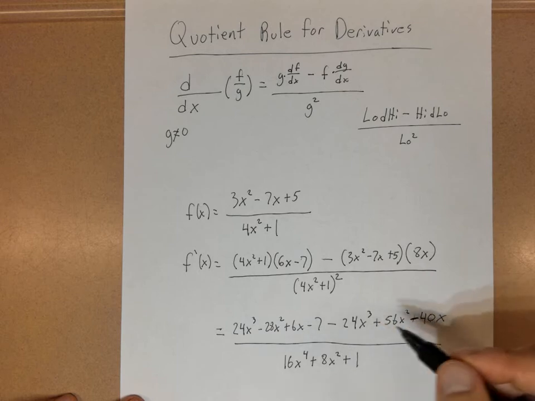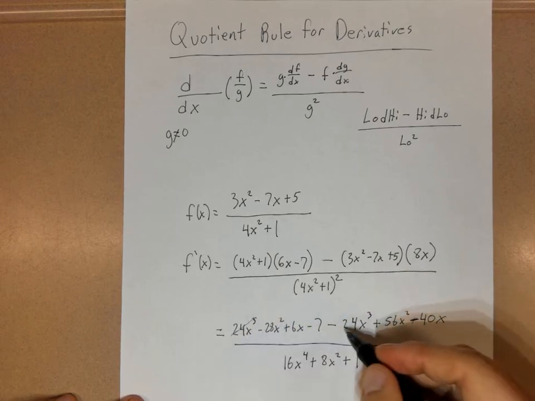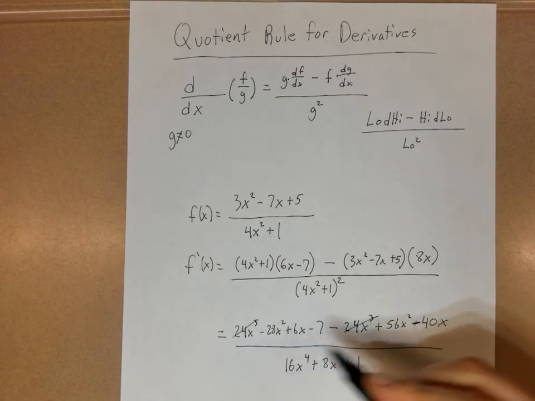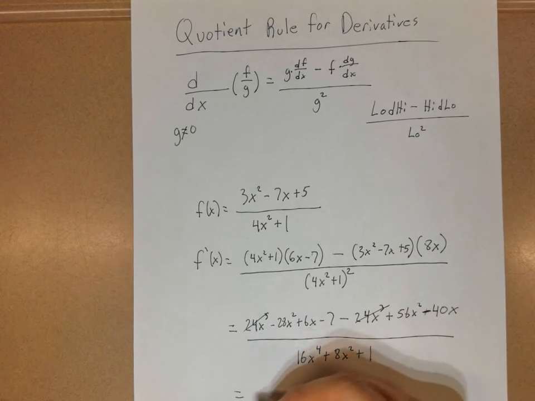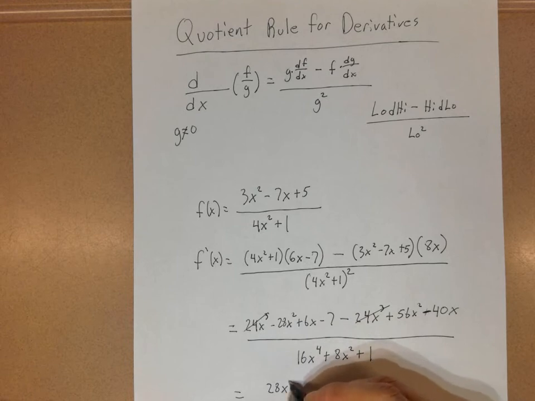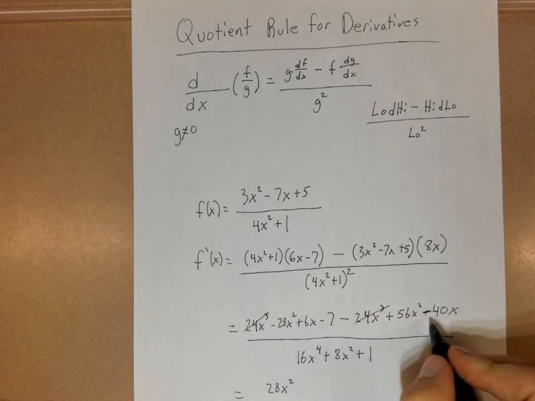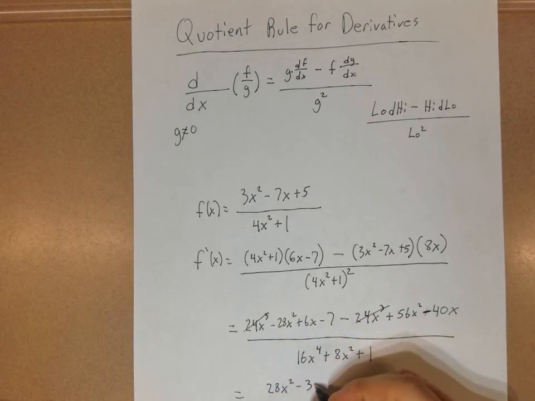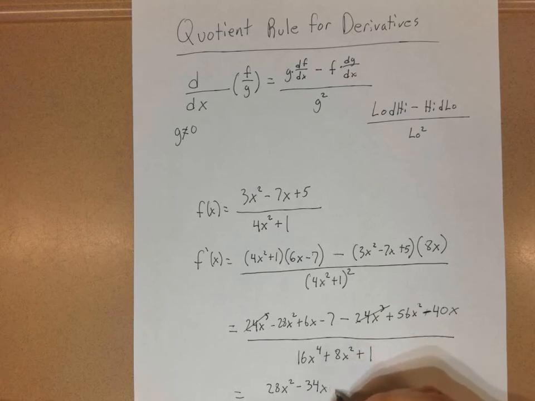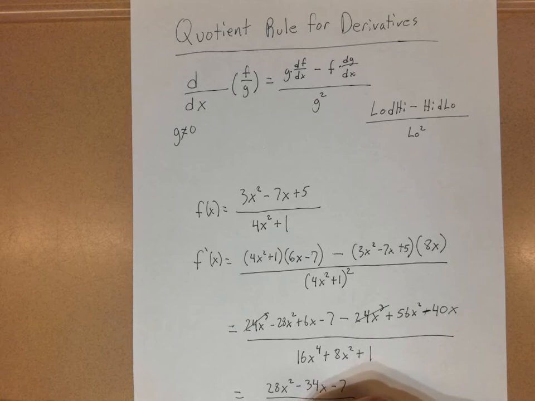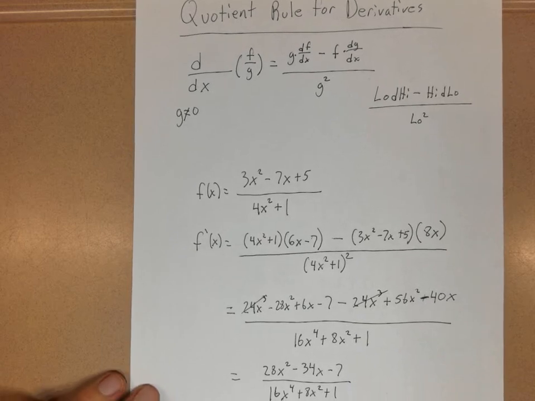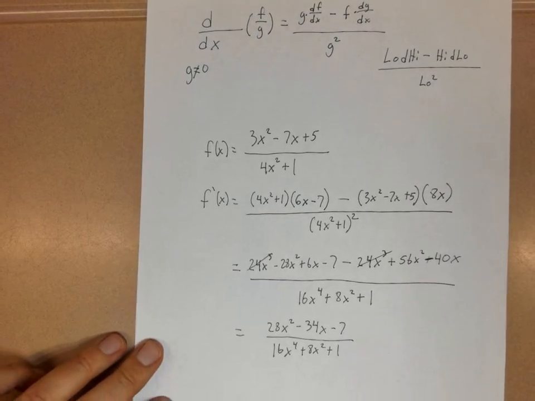And then you could go through and combine like terms, and it looks like the x cubes cancel out, and you'd be left with 28x squared minus 34x minus 7. That's all divided by 16x to the fourth plus 8x squared plus 1. Again, I don't think that's necessary, but if you had to do it, that's how you do it.